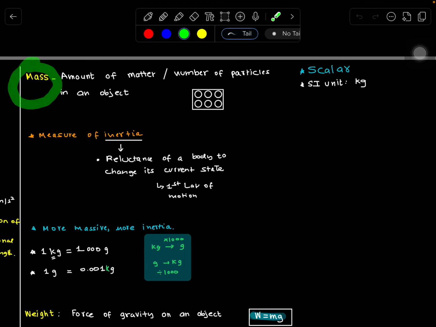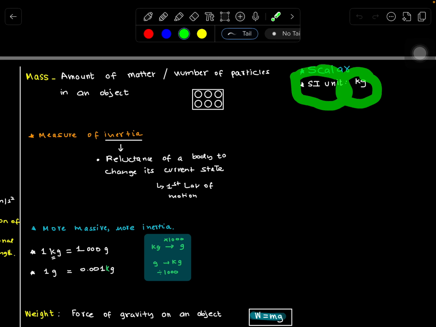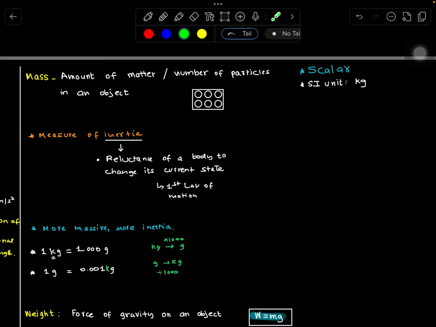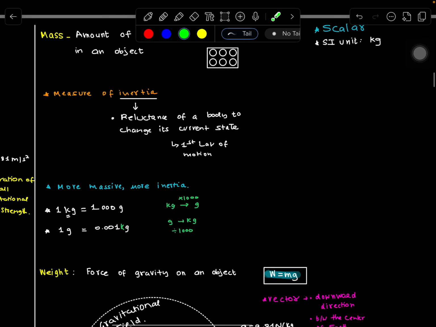Okay, mass. It's the amount of matter or number of particles contained in an object, and it's a scalar quantity because it doesn't have a direction. The unit for mass is kilograms. We can also think of it as the measure of inertia. And what's inertia? It's the reluctance of a body to change its current state. We also looked at it when we were talking about Newton's first law of motion.